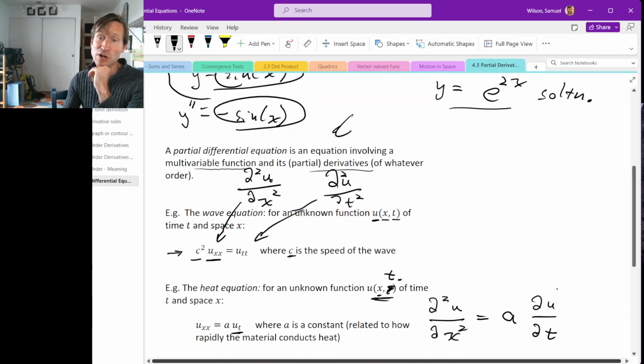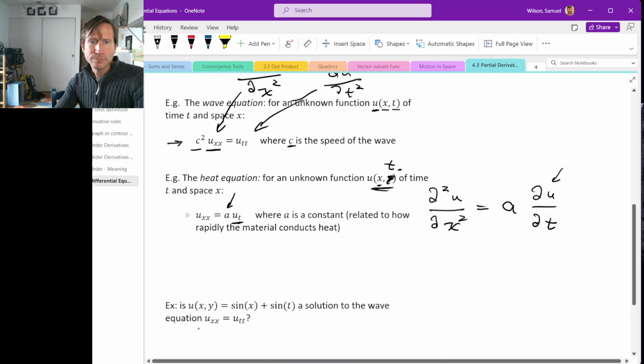This seems like a very small change, to have only the first derivative instead of the second derivative, but in fact, this change has a huge effect on the types of functions that are solutions to these differential equations. If you study these sorts of things in a physics class, eventually you will see that the sorts of functions that are solutions are quite different. There's a constant in the heat equation, this constant A. It turns out it has something to do with how rapidly the material conducts heat, right?